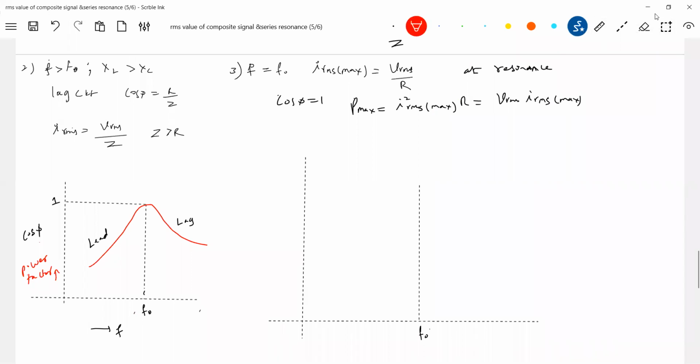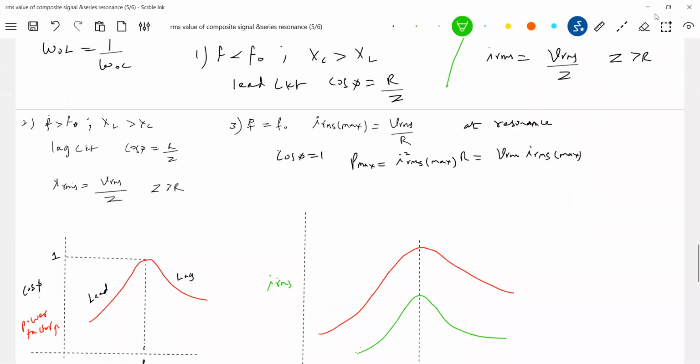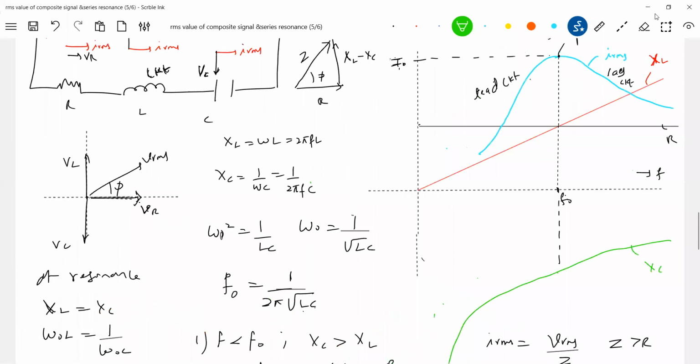So first one, can you say anything about what this is? I plotted current for different values of resistance. So which should be R1, which should be R2? How to determine that one? Look at the curve.